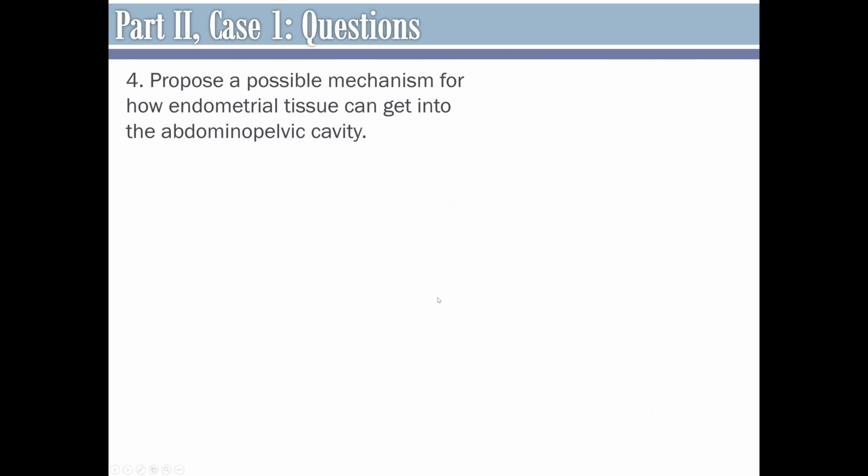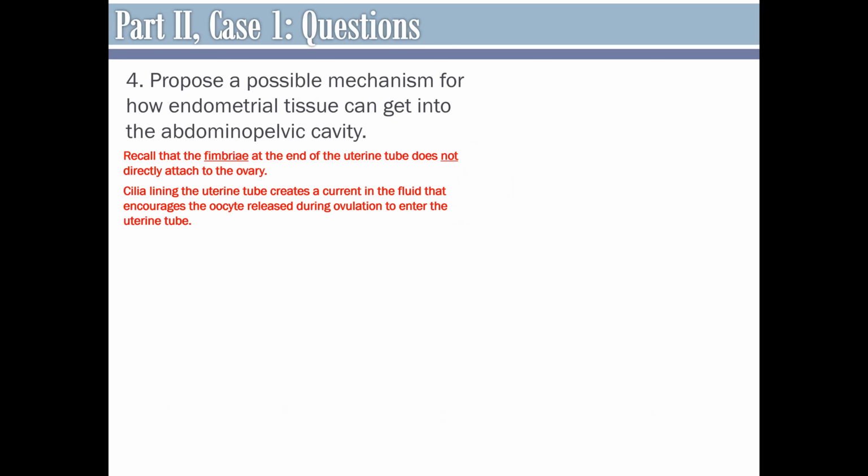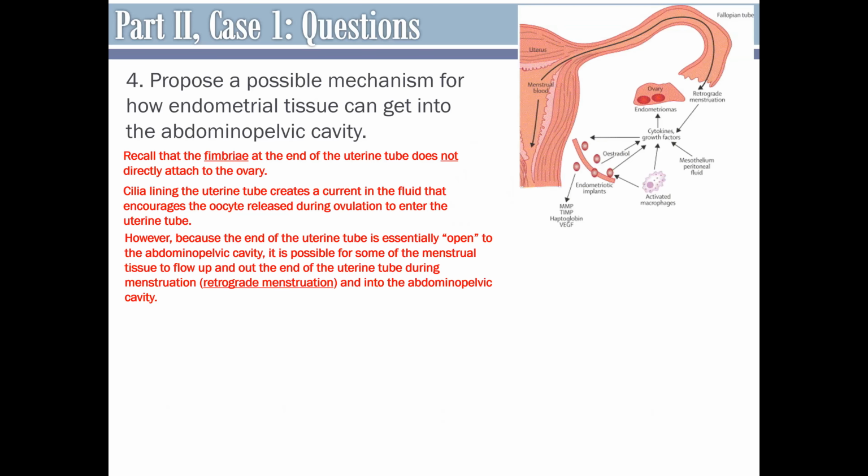Number 4, propose a possible mechanism for how endometrial tissue can get into the abdominopelvic cavity. So if you recall, the fimbriae at the end of the uterine tube does not directly attach to the ovary. It looks like fingers that drape over the ovary, but it doesn't actually attach to the ovary. There is a space there. So typically, the cilia lining the uterine tube will create a current in the fluid that encourages the oocyte that is released during ovulation to enter the uterine tube.